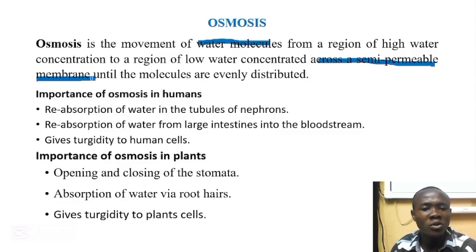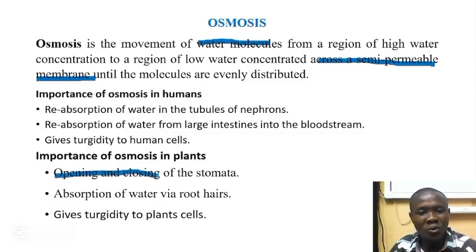And also reabsorption of water from the large intestine into the bloodstream. When we take in food, we take in water. The body may not allow all of this water to just be lost in the feces. So what has to happen in the large intestine? Most of this water will be reabsorbed into the bloodstream. And also it gives turgidity to human cells. It makes it firm.